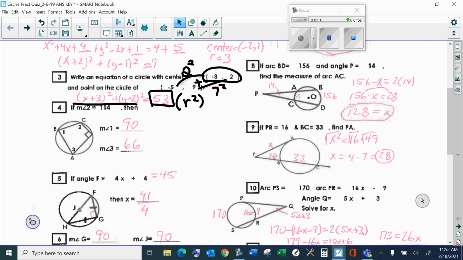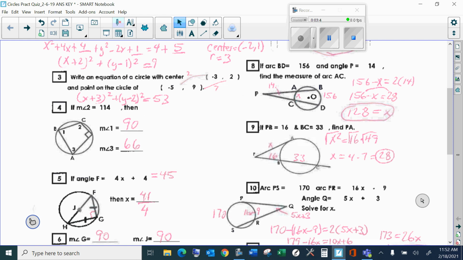All right, number 4. Since we know in an inscribed quadrilateral, the opposite angles are supplementary, meaning they add to 180. Since that's 90, angle 1 has to be 90. They give me angle 2 of 114, so 114 from 180 gives me 66 for its opposite angle. Very simple.